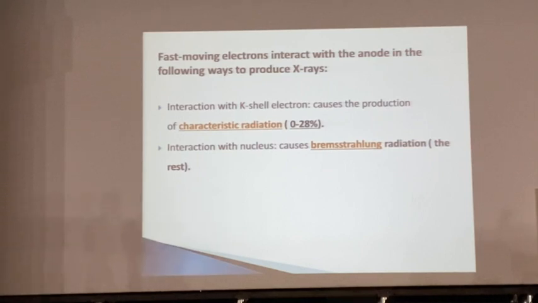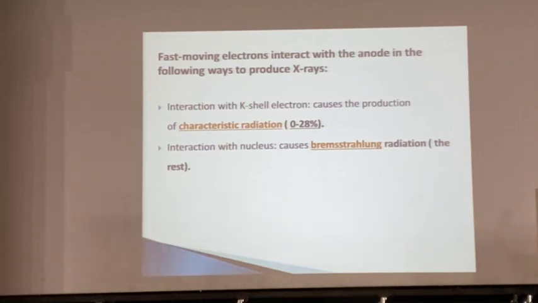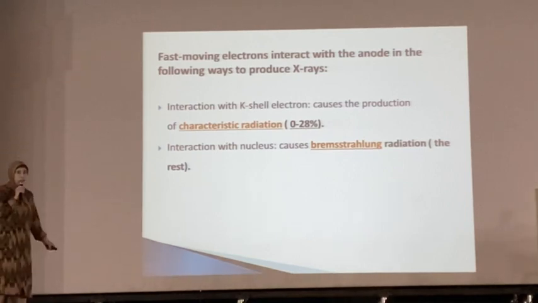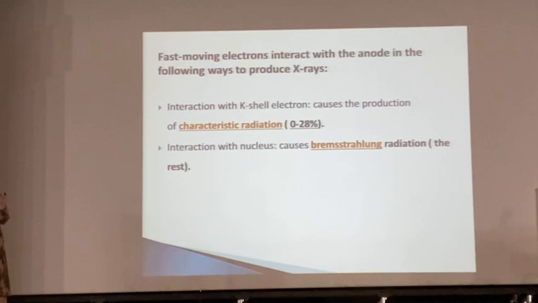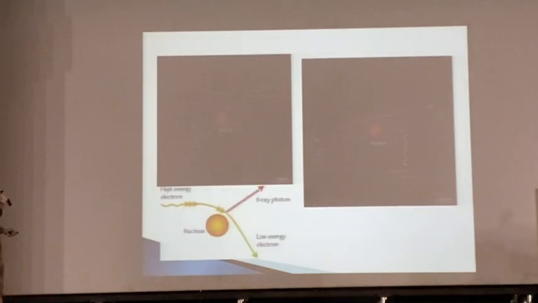Only 28% of the X-ray is characteristic X-ray, which is the interaction between the electron of the filament and the K-shell electron of the anode. The remaining is the interaction between the electron cloud of the filament, accelerated toward the anode, and the nucleus of the anode. Is that clear for you? Which is about 92 and more percent.